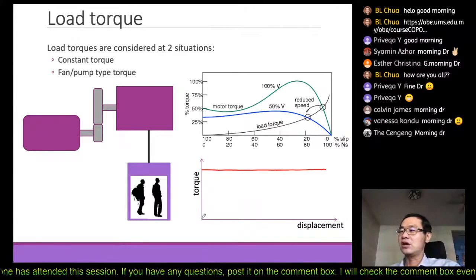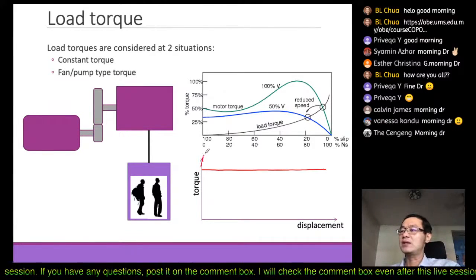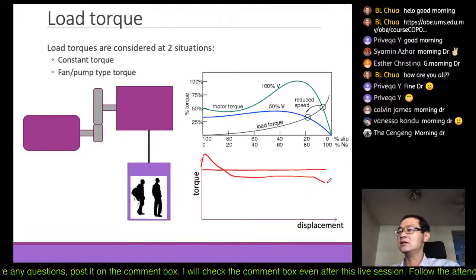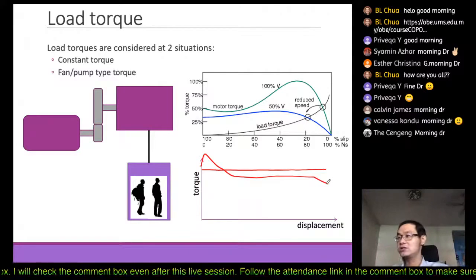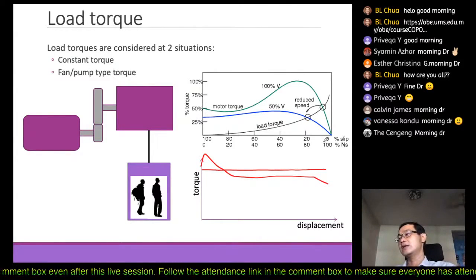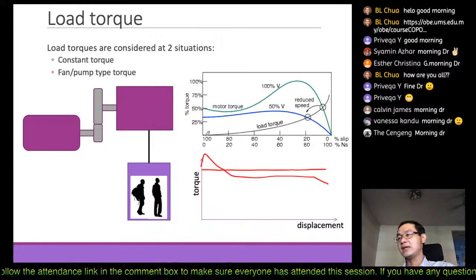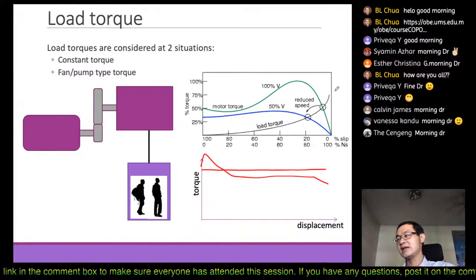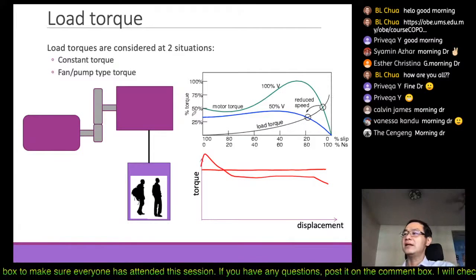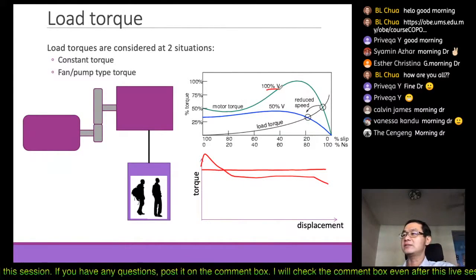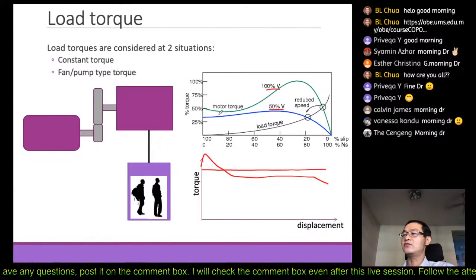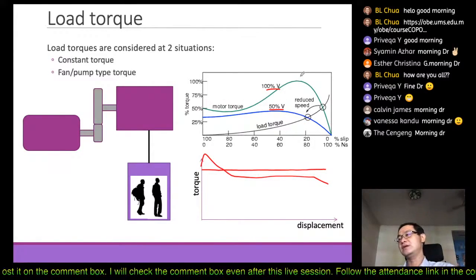So the torque requirement may be at first very high, then we stop, and so on, right? So it changes throughout the situations. Therefore, again, you can see that this is the load torque. It may increase at times, and the motor torque characteristics running at 100% and 50% of the watt is different, right?